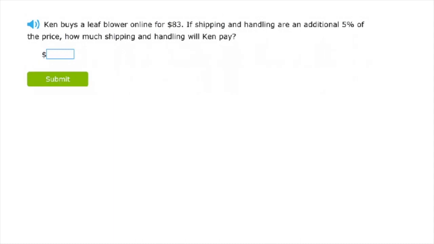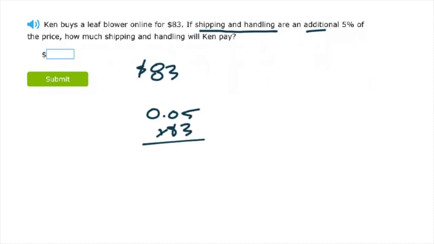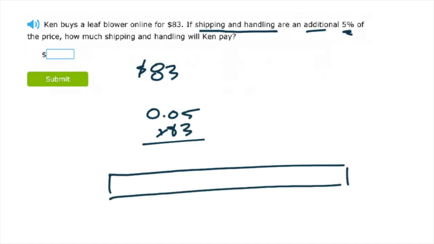Okay, for our next problem, this one is talking about a fee of shipping and handling now. So this would be added on to the total price of the leaf blower. So Ken is buying this leaf blower for $83. However, he's got to add this additional 5% to the price. Now, a couple of ways to solve. We could do 0.05, that's our decimal for 5%, and multiply $83 on that one. But again, because this is close to the 10% thing, I think it might be easier this time to do a tape diagram again.